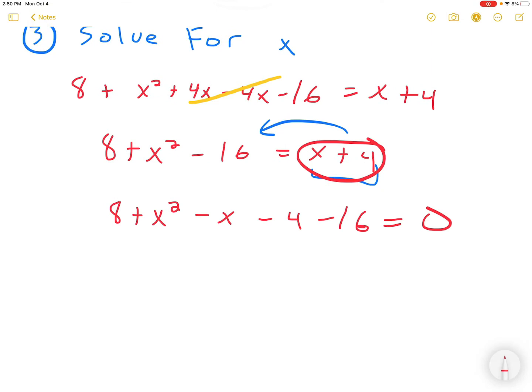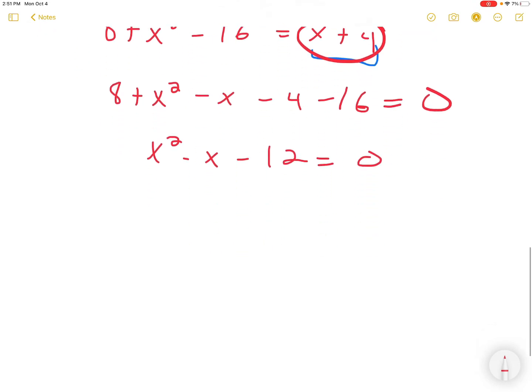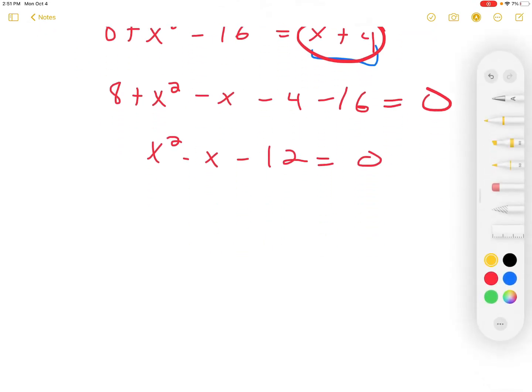And then that would leave me with x squared minus x minus 12 is equal to 0. And now I can just factor it to get the exact roots.